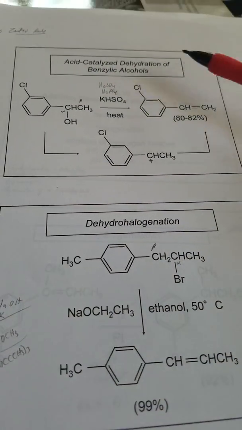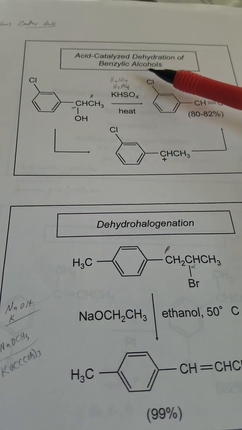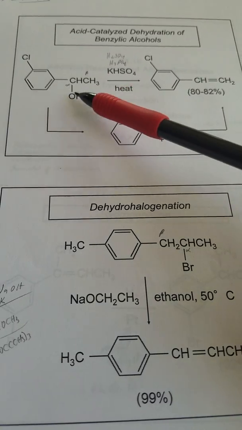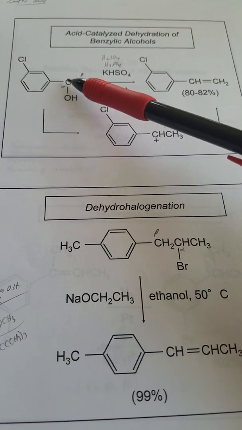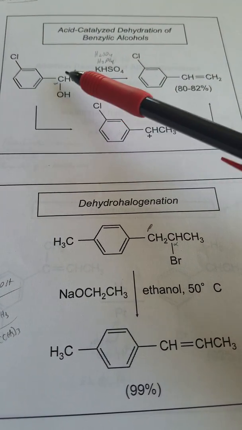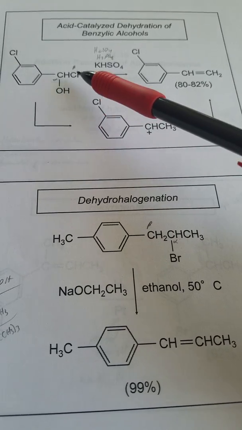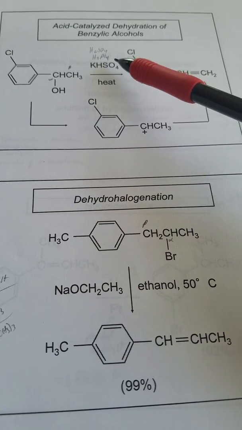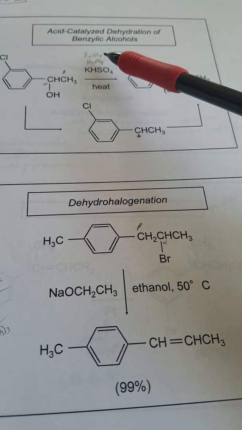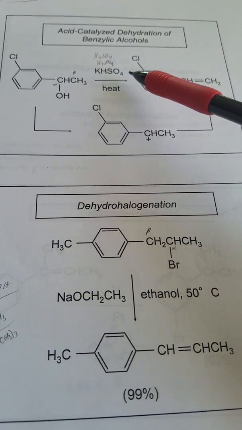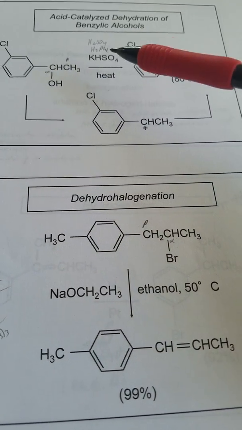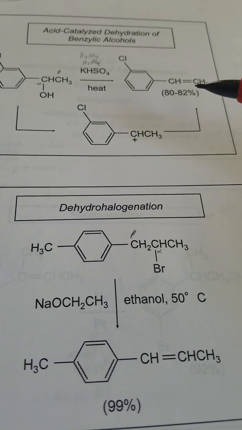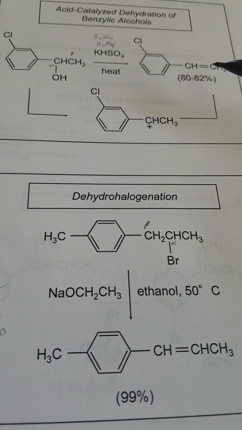If you do an acid catalyzed dehydration of a benzylic alcohol, then this is going to be your alpha carbon, which will be your benzylic carbon. It's going to remove, and then your beta carbon is going to be where the hydrogen comes off. So you can use sulfuric acid, phosphoric acid, or potassium hydrogen sulfate as your acid catalyst, heat, and then of course your side chain is going to be where that double bond forms, or the alkene area.